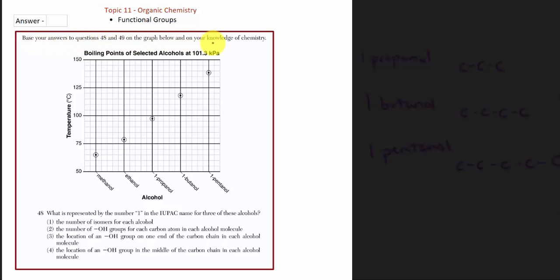Questions 48 and 49 are based on the graph that's provided on the test, which shows the normal boiling points for 5 different alcohols. Question 48: What is represented by the number 1 in the IUPAC name for 3 of these alcohols? These are the names of 3 of the alcohols involved. You can see they have little 1s in front of them. So what do those 1s stand for?